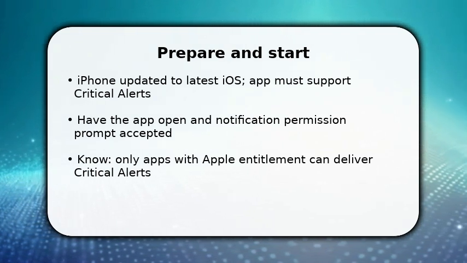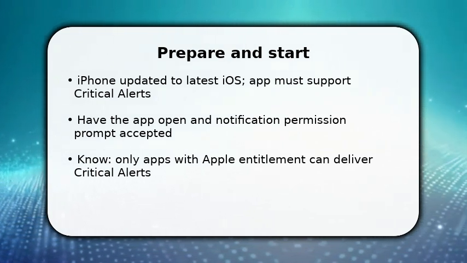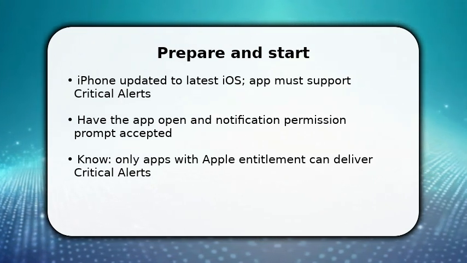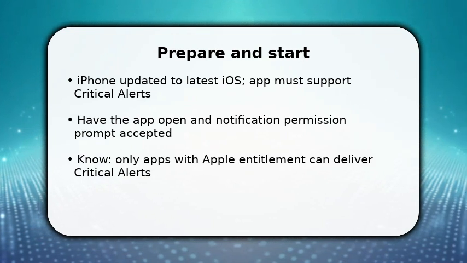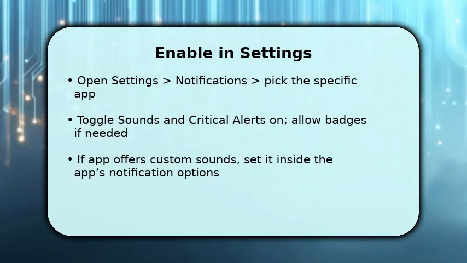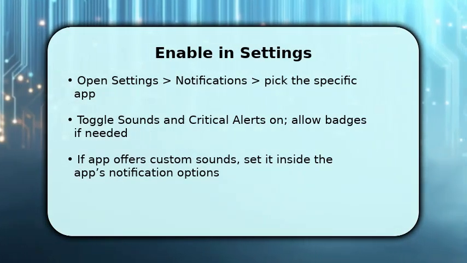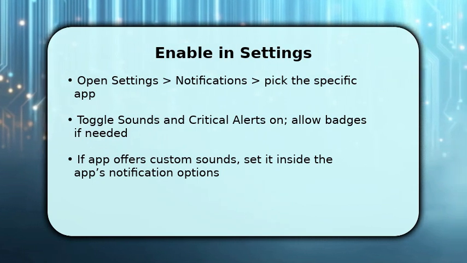Make sure the app has asked for and received the special entitlement. Without that, you cannot create or assign a critical alert sound on the iPhone. Next, go directly to Settings, then Notifications and tap the specific app. Turn on sounds and toggle critical alerts.